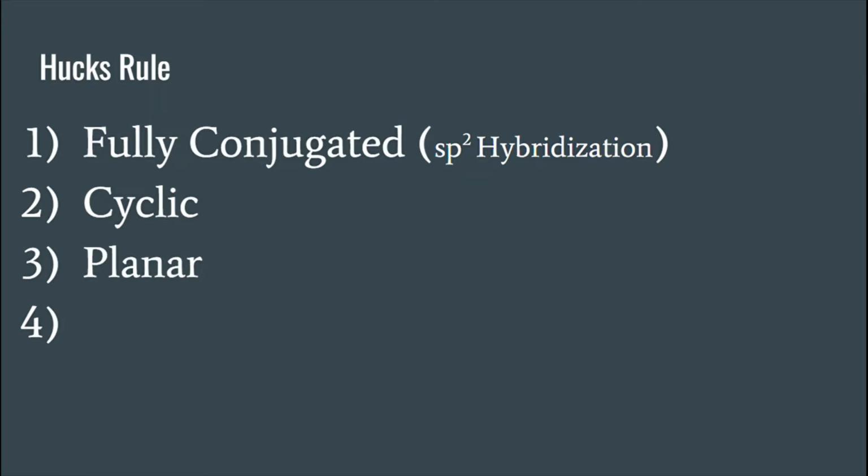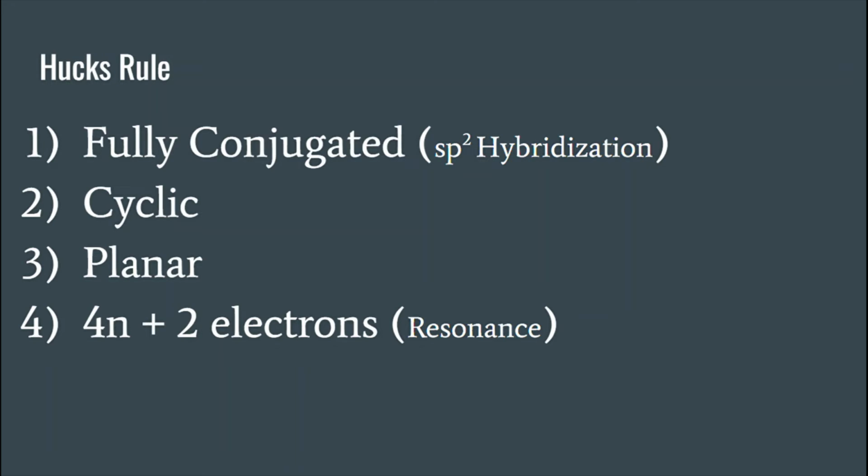The third rule is that a molecule needs to be planar, which basically means everything has to be on the same plane. And the last rule is that a molecule needs to have 4n+2 electrons. Some molecules you might see may not originally appear to have 4n+2 electrons, but if you draw a resonance structure, that alternative resonance structure might have it.